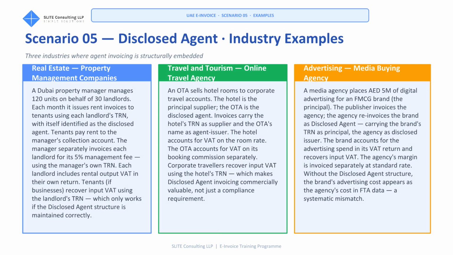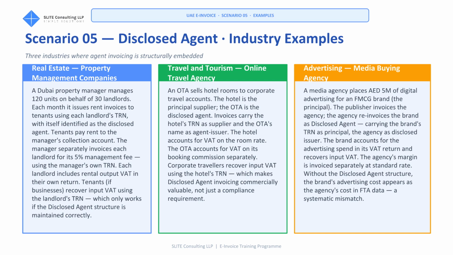First, real estate. A Dubai property manager handles 120 units for 30 landlords. Rent invoices to tenants carry each landlord's TRN, with the manager identified as the disclosed agent. The 5% management fee is invoiced separately under the manager's own TRN. Tenants recover input VAT using the landlord's TRN, which only works if the structure is correct.